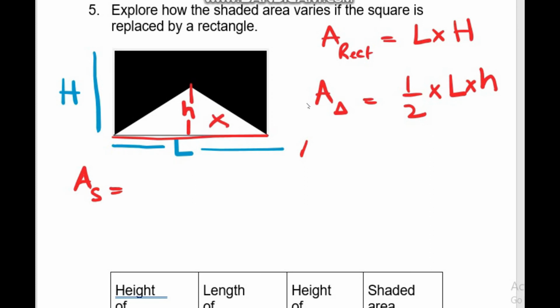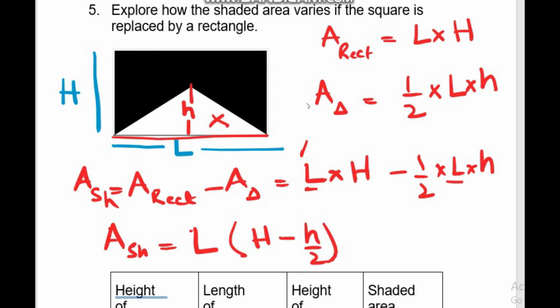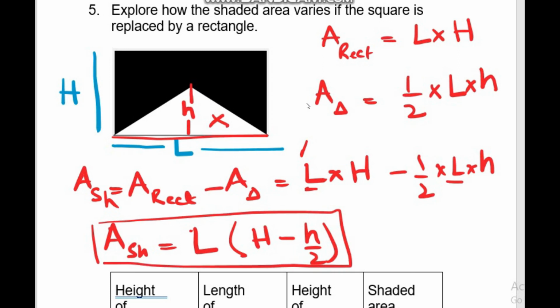So the area of the triangle is to be subtracted from the area of the rectangle. Area of rectangle minus area of triangle. This is length times H minus half times length times small h. So we can generalize that this is the shaded area. You can see that L is common, so I'm going to take that out for convenience of my working. It's not necessary, but normally if I would go for manual working, I would prefer this one. So this is the area of the shaded part if it's a rectangle.